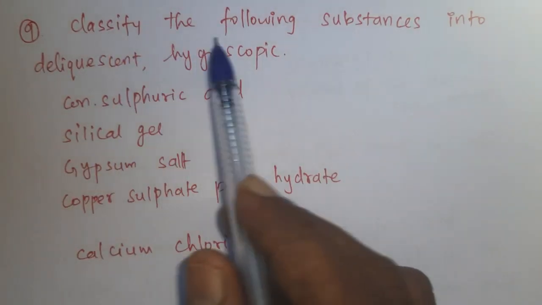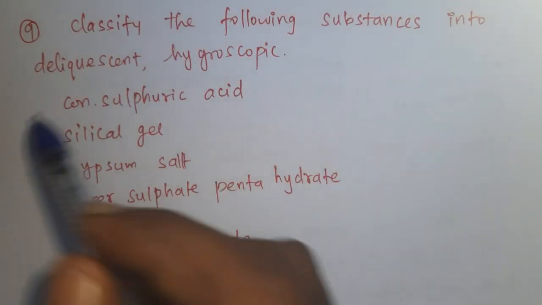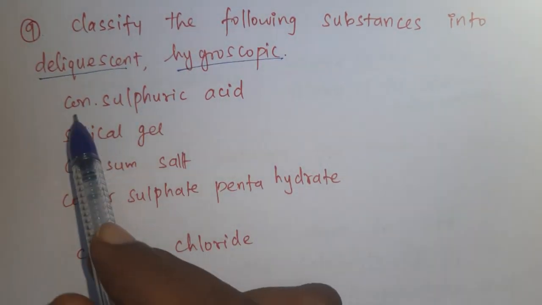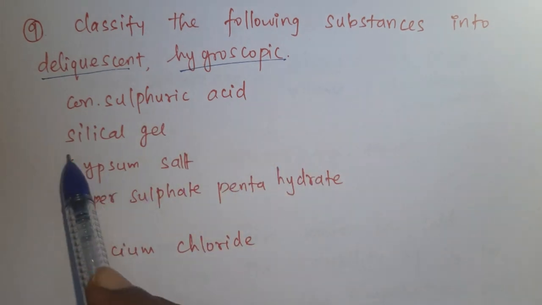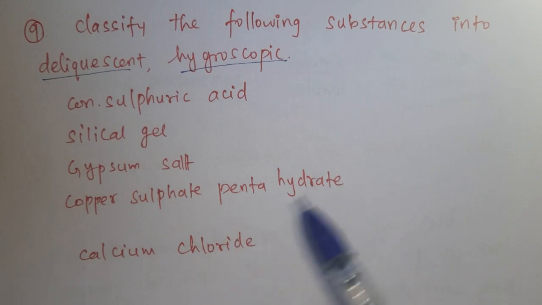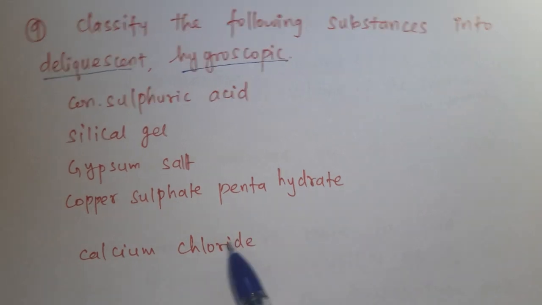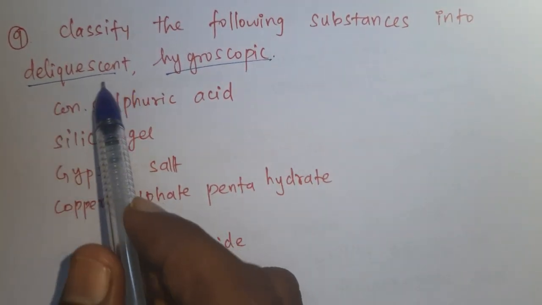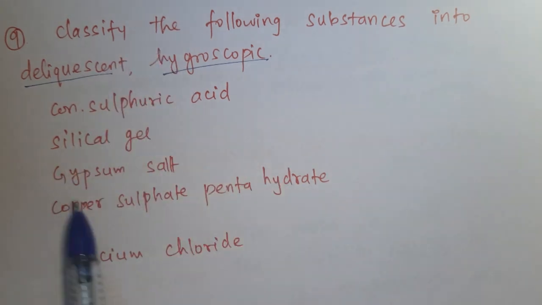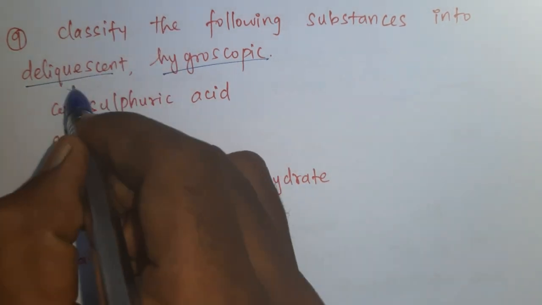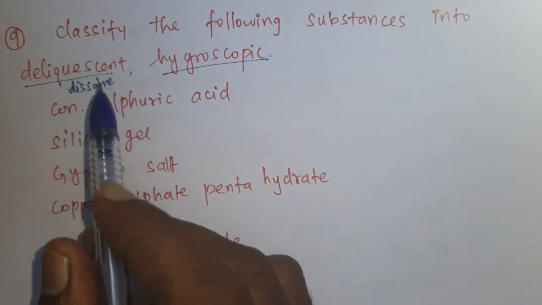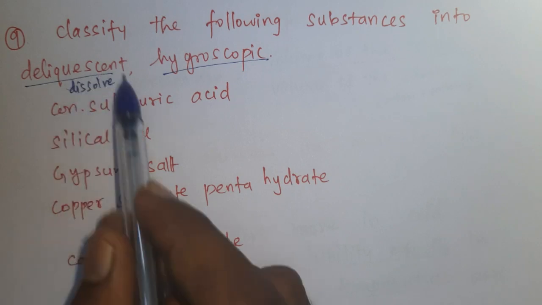Question number 9. Classify the following substances into deliquescent, hygroscopic. The given substances are concentrated sulfuric acid, silica gel, gypsum salt, copper sulfate pentahydrate, calcium chloride. Deliquescent means, if the substance is exposed to the atmospheric air at ordinary temperature, it absorbs moisture and dissolves. So it absorbs the water molecules from the environment and it is going to dissolve.